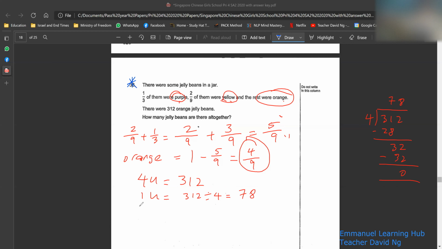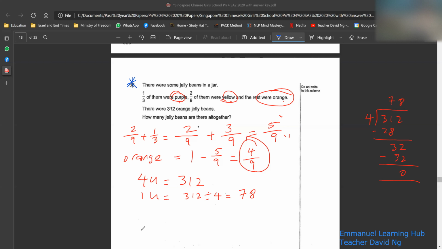Why times 5? Because 4/9 is 4 units, because on top is 4, then the other one is 5/9, then 5 is on top, so it means 5 units. Then after that, 78 times 5, then the answers plus together. Okay, what you suggest is correct, but it's a bit long-winded. What's long-winded? That means there's a shorter way.